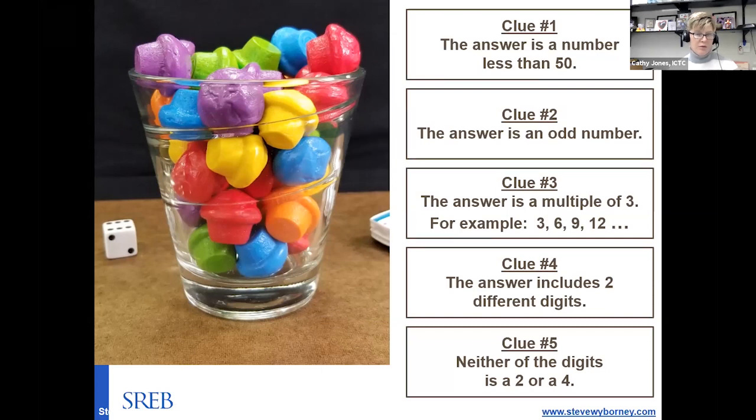So if you were able to play along with this little estimation game, you've probably narrowed your list of possibilities down to just a small handful. And what you would do from there is use estimation on the size of the glass or how many you can actually see in the glass to make a better guess.